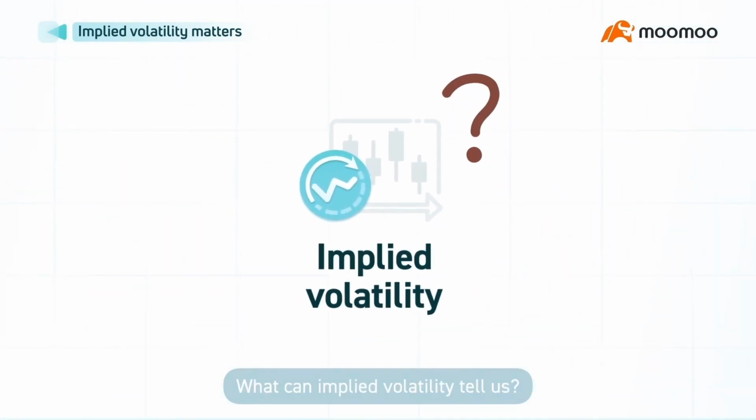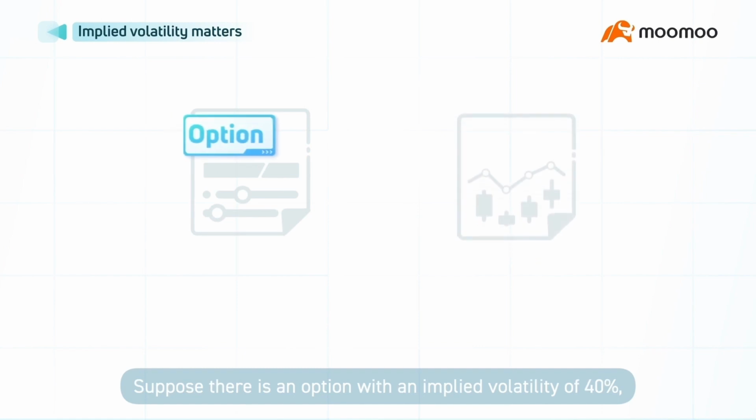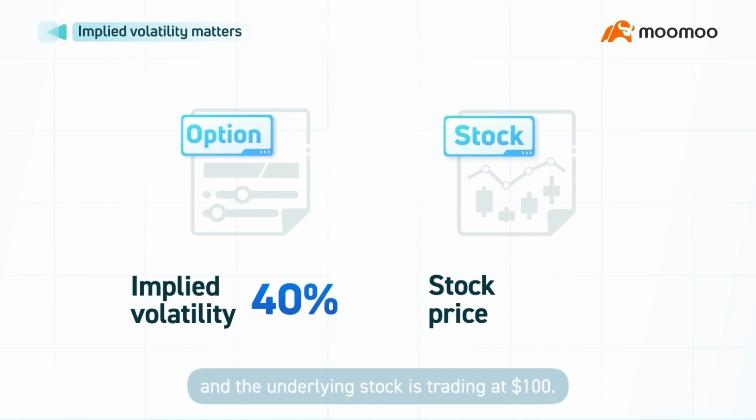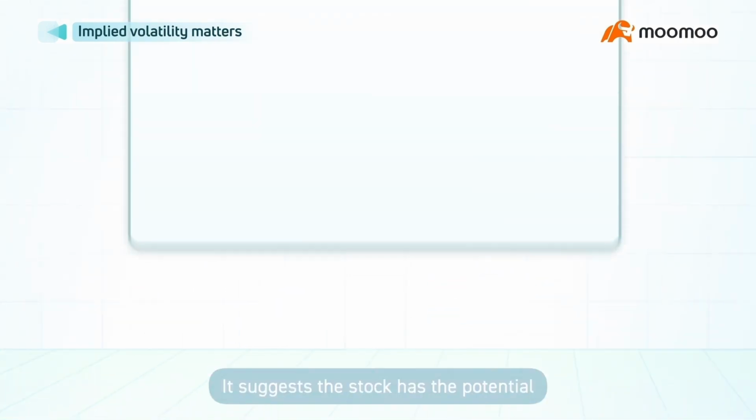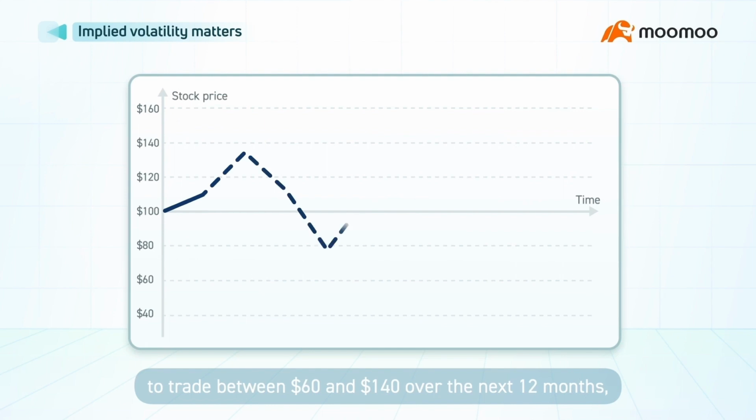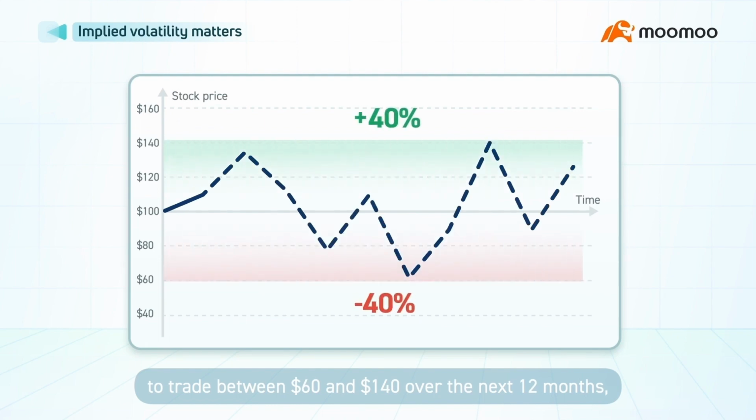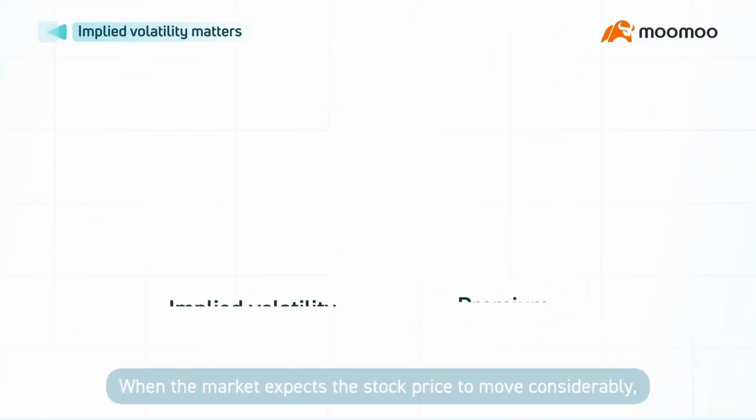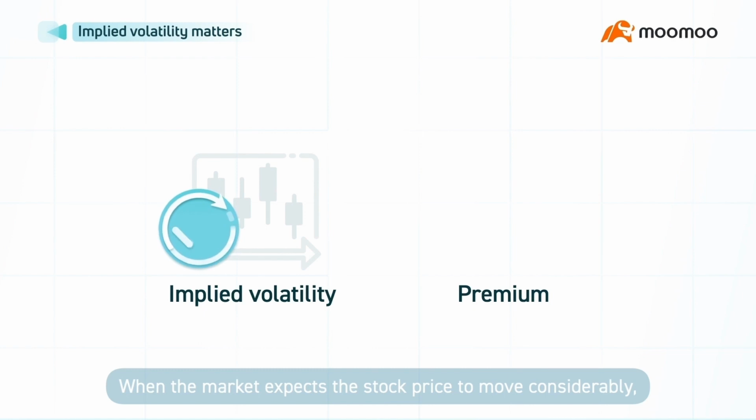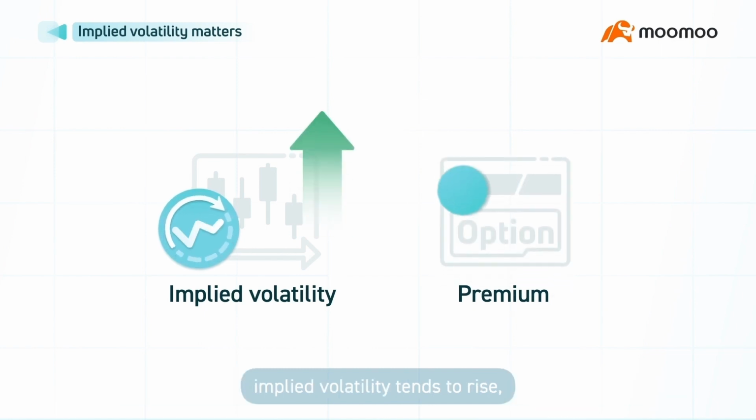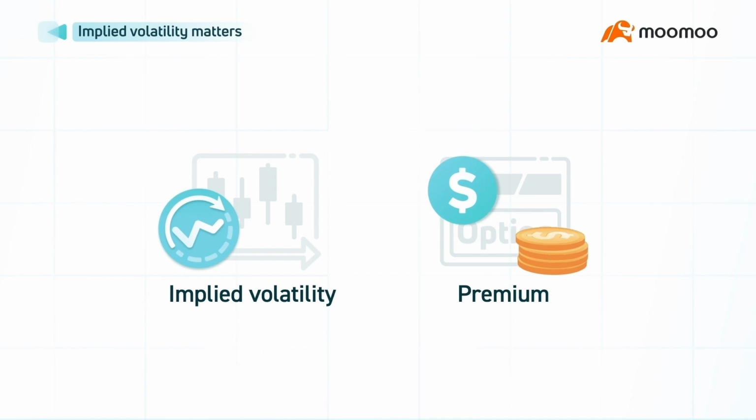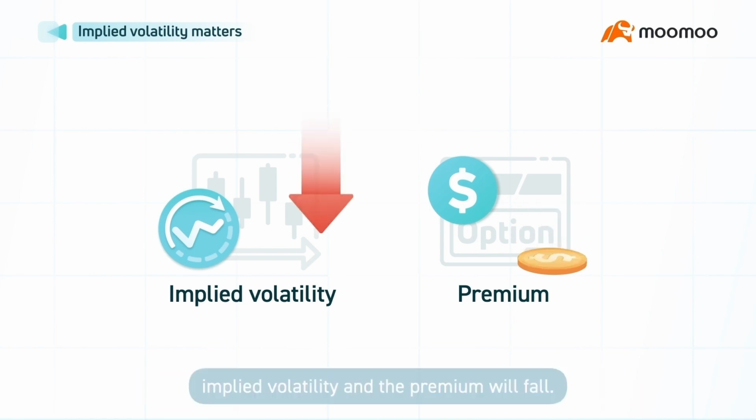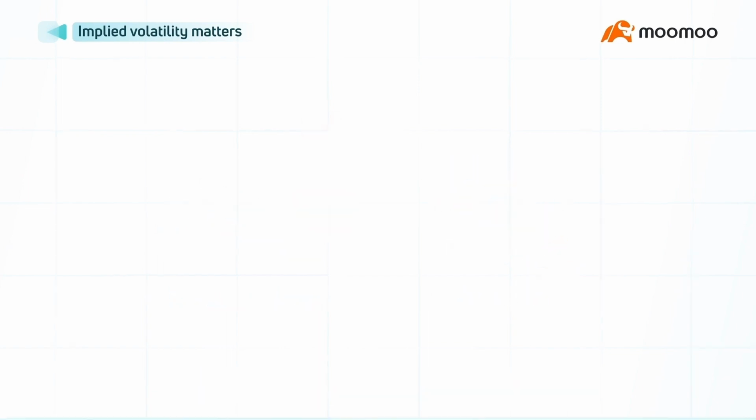What can implied volatility tell us? Suppose there is an option with an implied volatility of 40% and the underlying stock is trading at $100. It suggests the stock has the potential to trade between $60 and $140 over the next 12 months, up or down by 40%. When the market expects the stock price to move considerably, implied volatility tends to rise. So does the option premium. Conversely, if the stock price is expected to be more stable, implied volatility and the premium will fall.